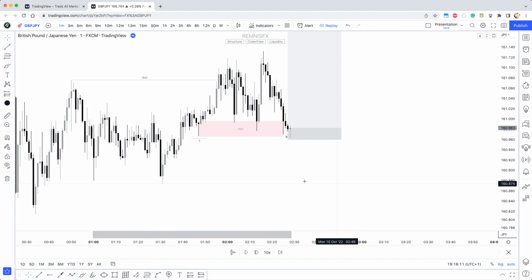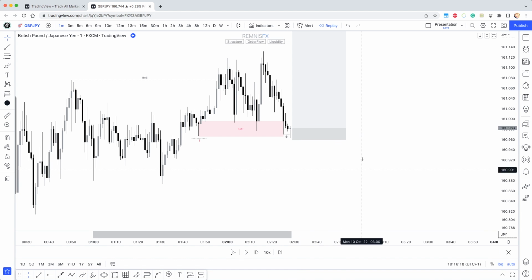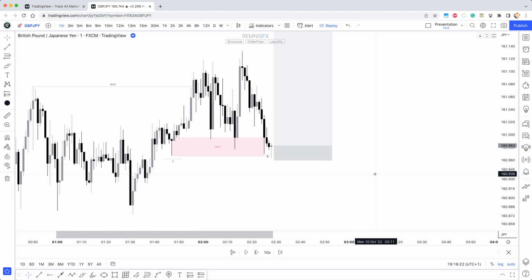Oh, that was not where I had put it. Yeah, so like that, okay? So let's see what will happen now. And this is the concept of what I call a single candle mitigation. Oh, sorry guys. Yeah. So this area, right?